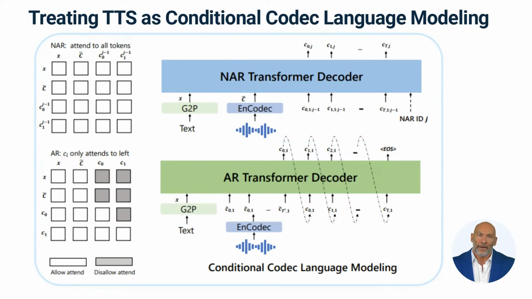Combining the AR and NAR models provides a good balance between speech quality and inference speed. AR allows for flexibility in predicting the length of the acoustic sequence, which is important given the variability in speaking speed across different speakers. But the NAR model can reduce the time complexity of the second stage of the process.